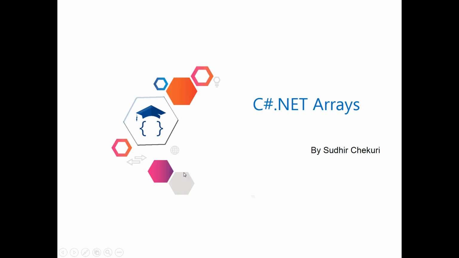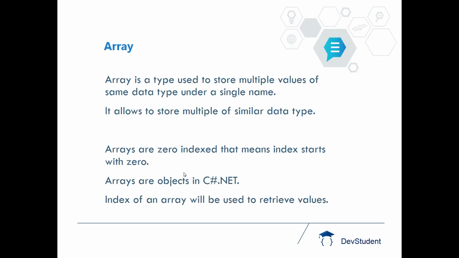Hi, this is Sudhir. This is C#.NET Arrays tutorial. Array is a type which is used to store multiple values of same data type under a single name.